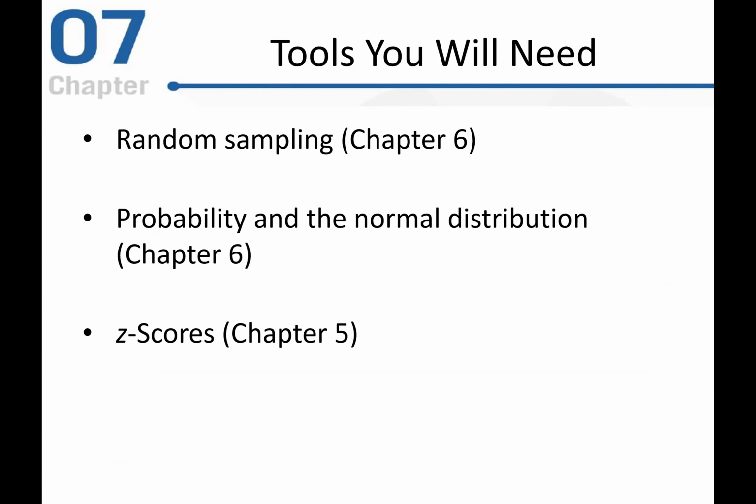Some of the tools that you will need in order to be successful in this particular chapter are things that are carried from previous chapters. You need to be comfortable with the random sampling that we talked about in chapter 6. And you need to be comfortable with probability and the normal distribution that we also talked about in chapter 6, as well as the z-scores that we started to discuss in chapter 5 and talked about in chapter 6.